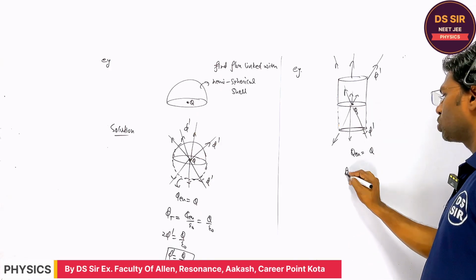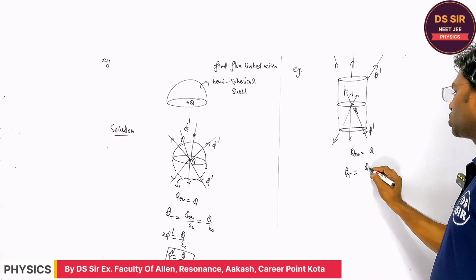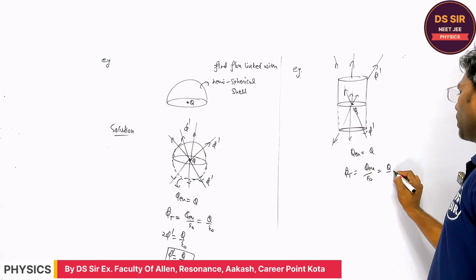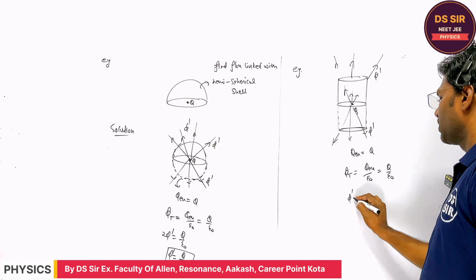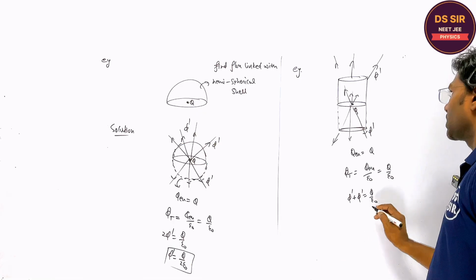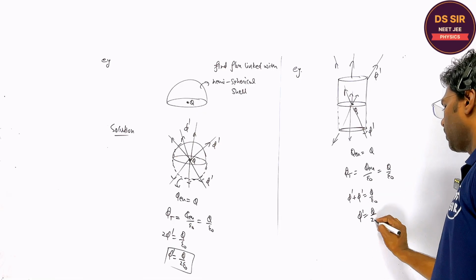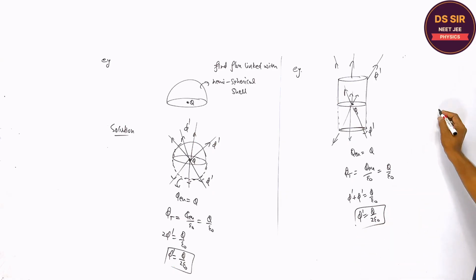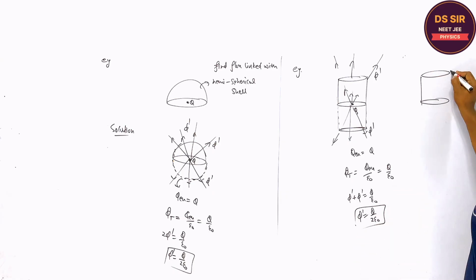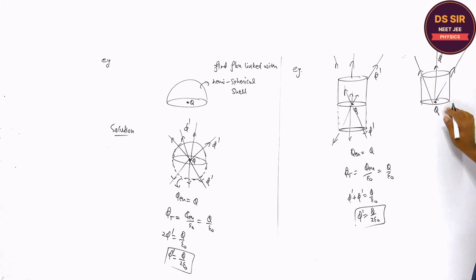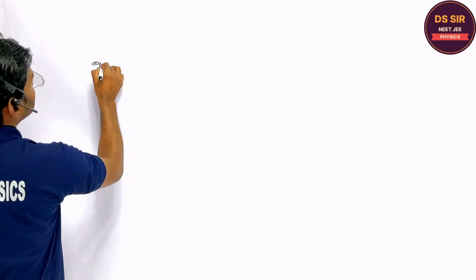Now apply Gauss's law: total flux is equal to charge enclosed divided by epsilon naught, Q upon epsilon naught. Total flux is nothing but phi dash plus phi dash, equal to Q upon epsilon naught. So phi dash is Q upon 2 epsilon naught. So if it was a cylinder with the charge q, the flux phi dash linked with this cylinder is Q upon 2 epsilon naught. Similarly for the hemispherical shell. Copy this. So let's do one more question.